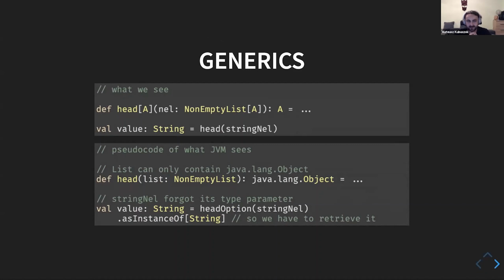Another place where we could see the difference, when we want to understand what is happening on the JVM, is generics. So when we take, for instance, a non-empty list and want to extract the head, this is a very simple example. We know what we need to expect. If we have a non-empty list of A, then we need to receive a value of A. And this is very, very simple.